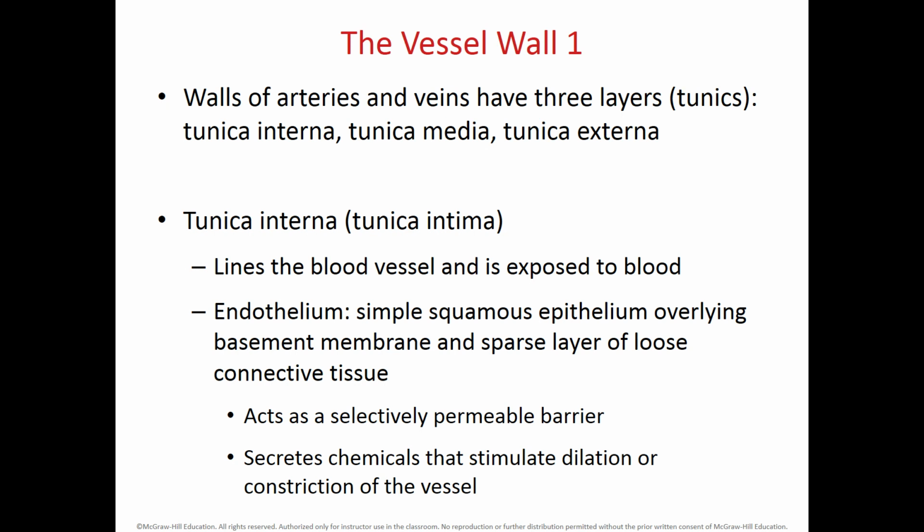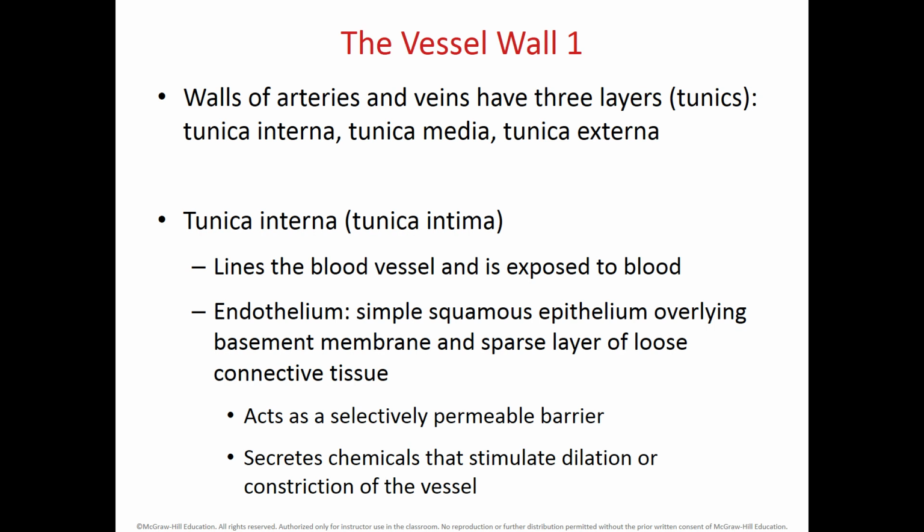The blood vessels are hollow structures that have walls, and within the walls these blood vessels have layers or tunics. The veins and the arteries have three layers. The most internal layer is called the tunica interna or tunica intima, and this is the layer that is in close contact with the blood.